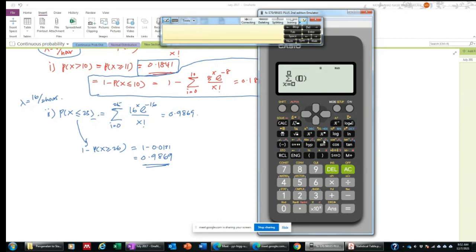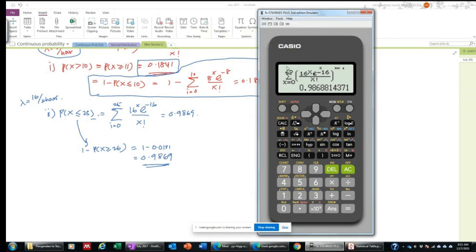Shift. Alright. So this one should be 16 to the power of X, exponential of negative 16, divided by X factorial. So this one is starting from 0 to 25. Yes, now it's correct. Earlier, if you just keyed in and something was wrong, you have to redo it from the beginning.